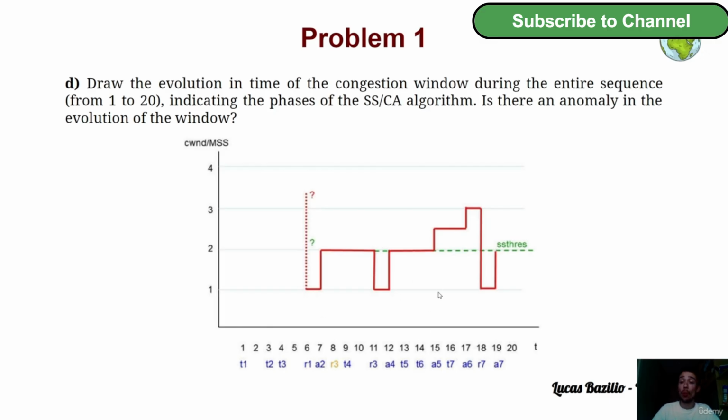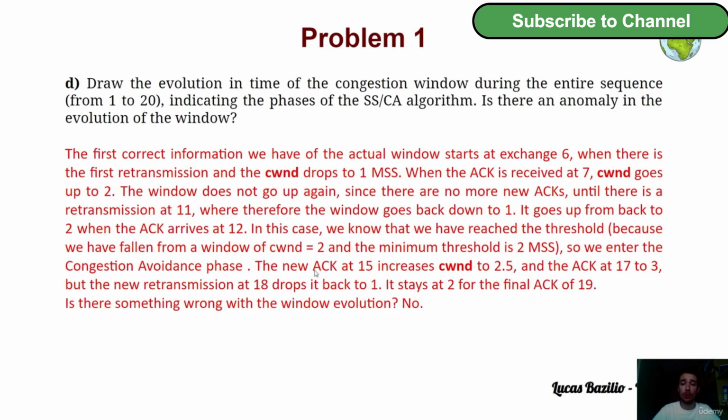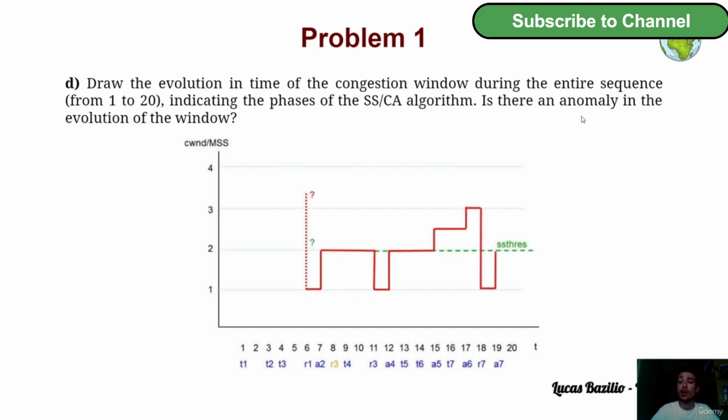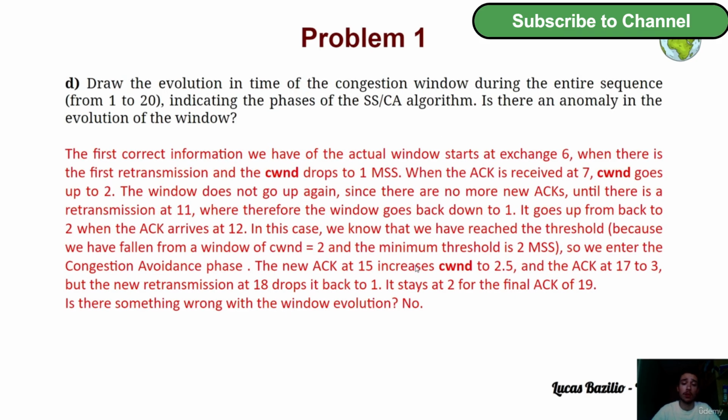Very well. So with this, we draw the evolution in time of the congestion window. Here we also have the step by step explanation of the slow start and congestion avoidance algorithm to follow this plot. Finally, on the question, is there any anomaly in the evolution of the window? Well, there's no anomaly in here, because as we can see, we have first a phase of slow start, then a phase of congestion avoidance, and finally another phase of slow start. And so there is no anomaly in the evolution of this window.